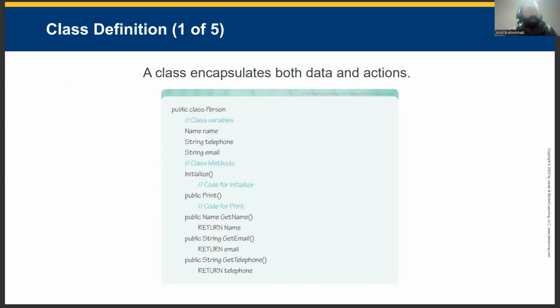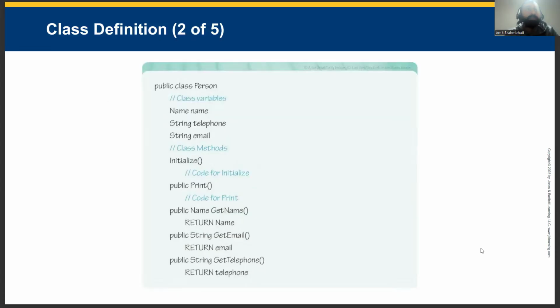Next slide is about class definition. A class encapsulates both data and actions. This slide shows the structure of a class, emphasizing how fields and methods together define object behavior. Here, this slide continues the class definition example, showing how classes are structured in code. Understanding these components is essential for creating usable objects.